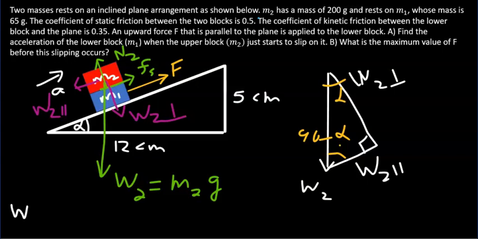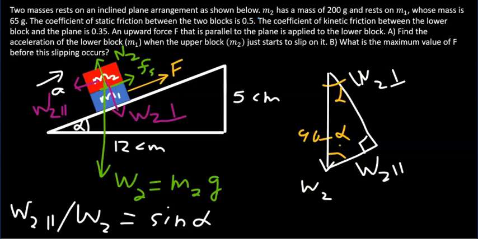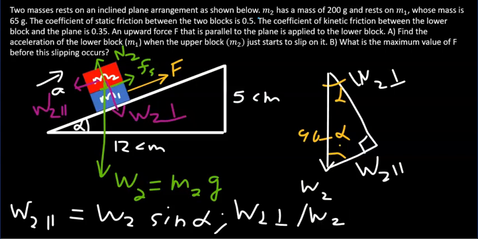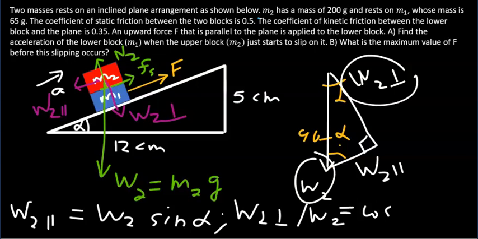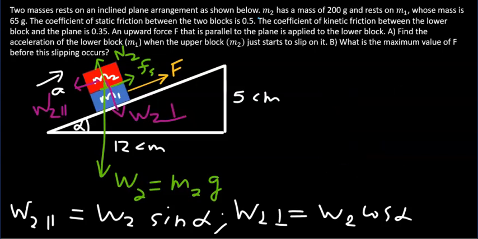So what that means is W2 parallel, that is this, over W2 has got to be sine of alpha from this triangle. So that means W2 parallel is quite simply W2 sine alpha. Likewise, W2 perpendicular over W2, so that is this over that, equals cosine alpha, which means W2 perpendicular equals W2 cosine alpha.